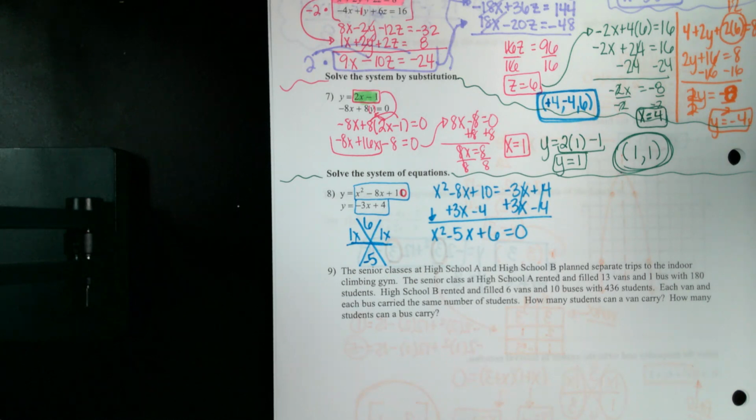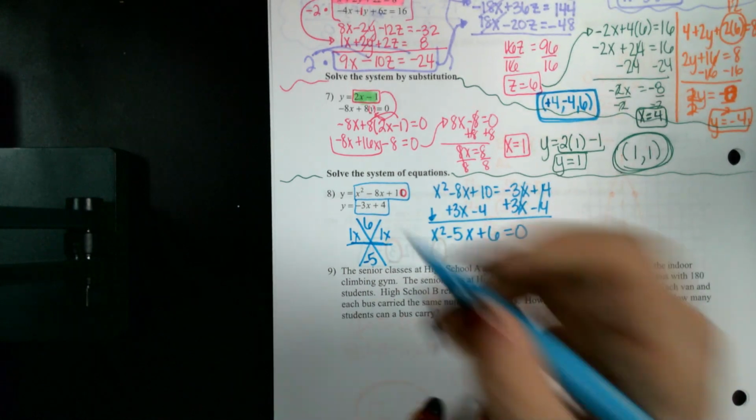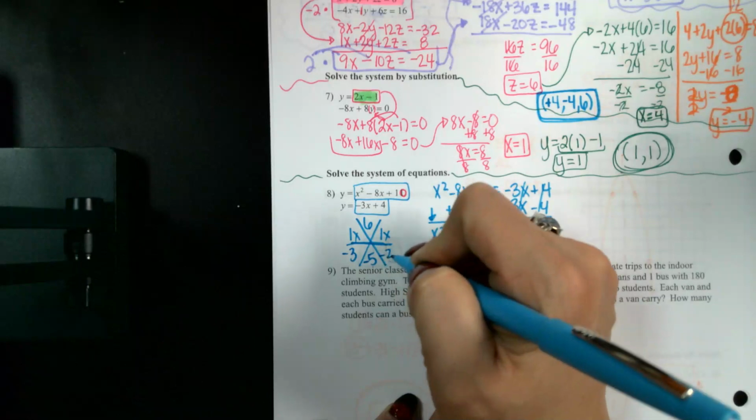Yeah, negative 3, positive 2? Negative 3, negative 2. They're both negative. It's negative 3, negative 2.